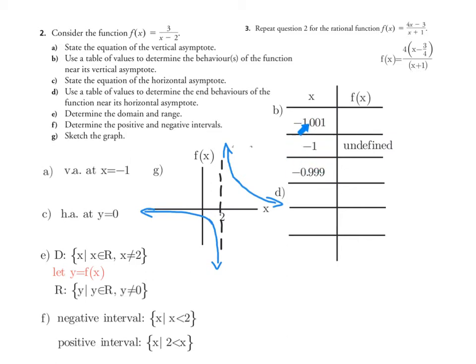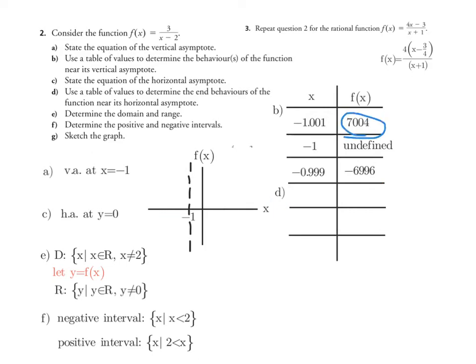All right, plug in negative 1.001 into here, and you get 7,004, really big number. Plug in negative 0.999, and you get negative 6,996, really big negative number. So you can see that just to the left of negative 1 is going to go really, really big, and just to the right of negative 1 is going to be really, really big negative, and so your graph's going to kind of look like that.